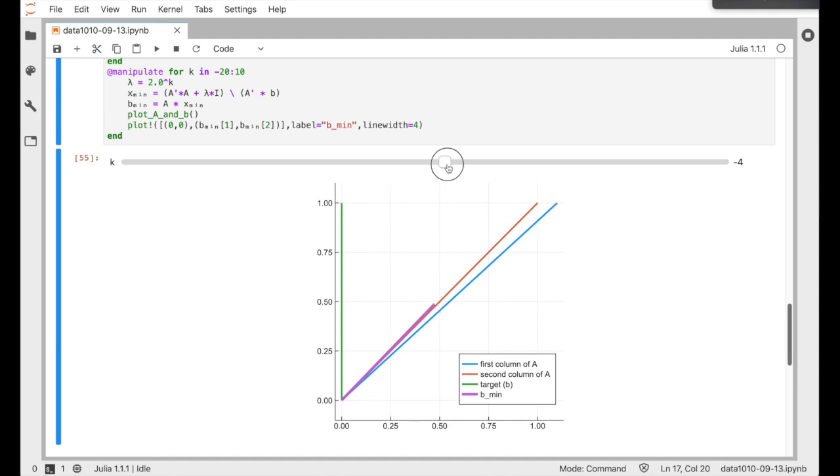But then if you make lambda too large, what starts to happen is that the penalty term dominates and it starts to forget about trying to get close to the green one, and it just shrinks down. So the vector x is shrinking down to 0, and as a result, A times x is also shrinking down to 0.